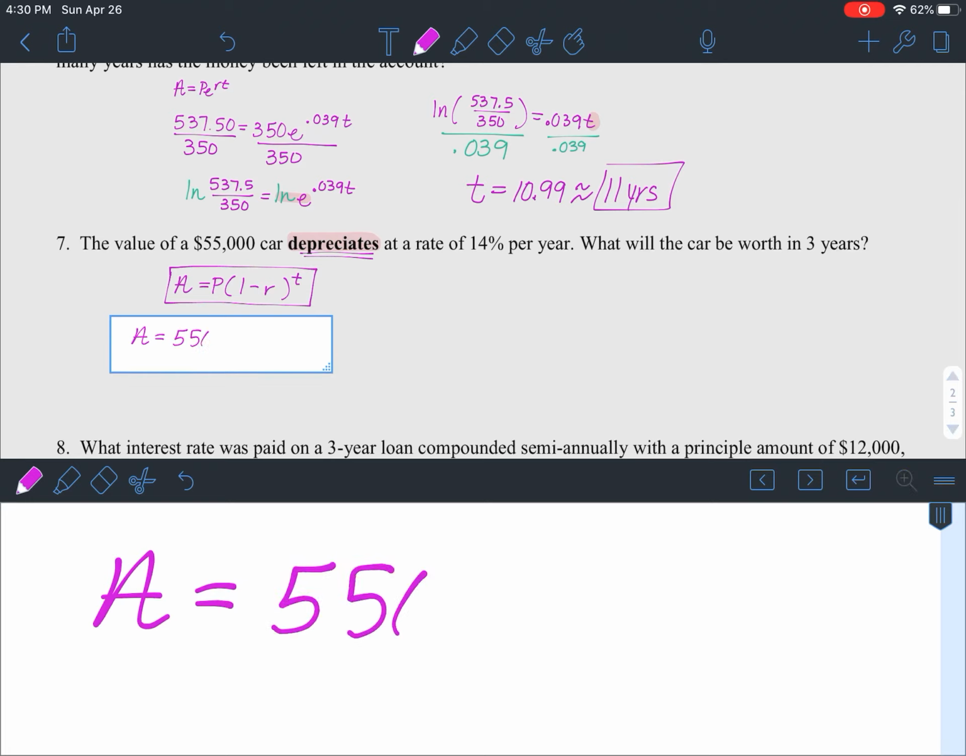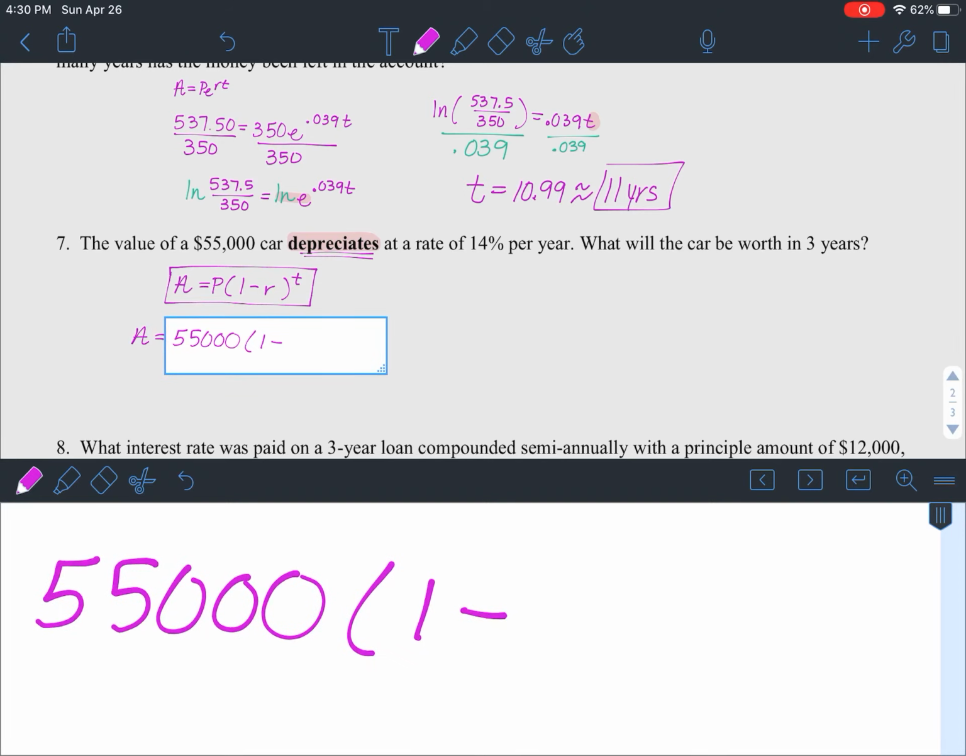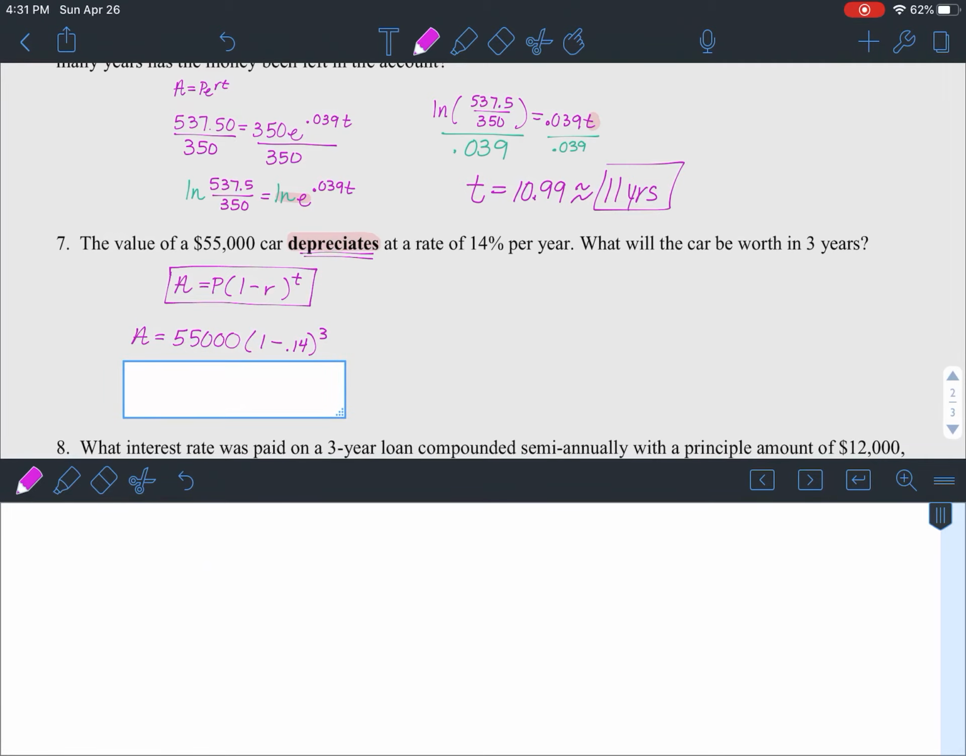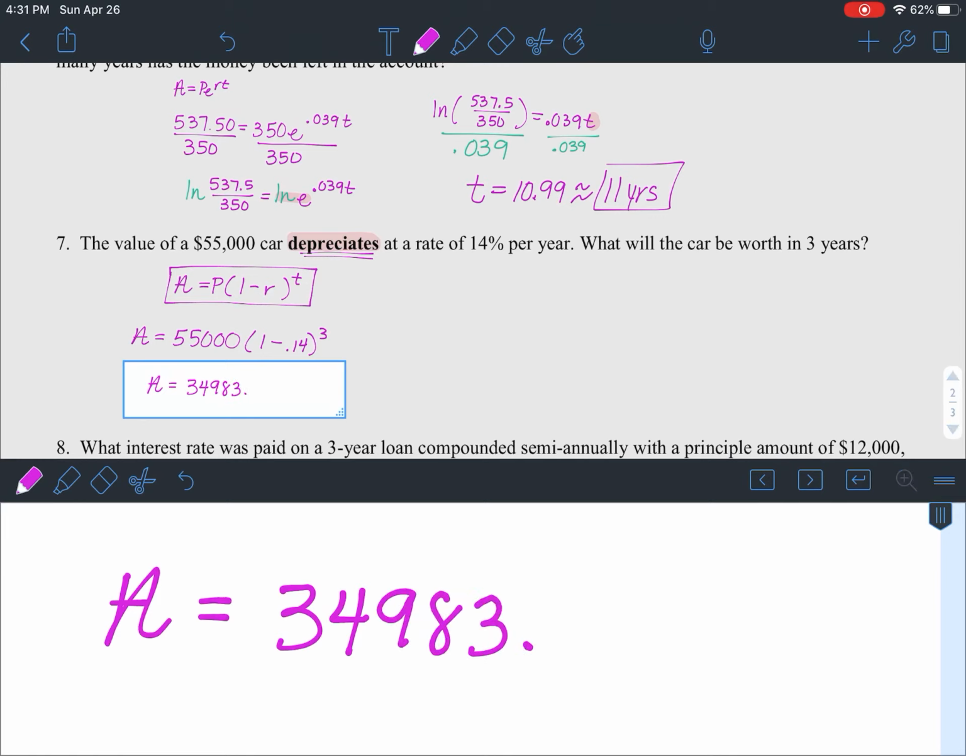We paid $55,000. 1 minus our rate should be 0.14 raised to the T in 3 years. Hit pause, plug and chug that into your calculator, and hopefully the final amount of your car is going to be, wow, it's now worth $34,983.08.